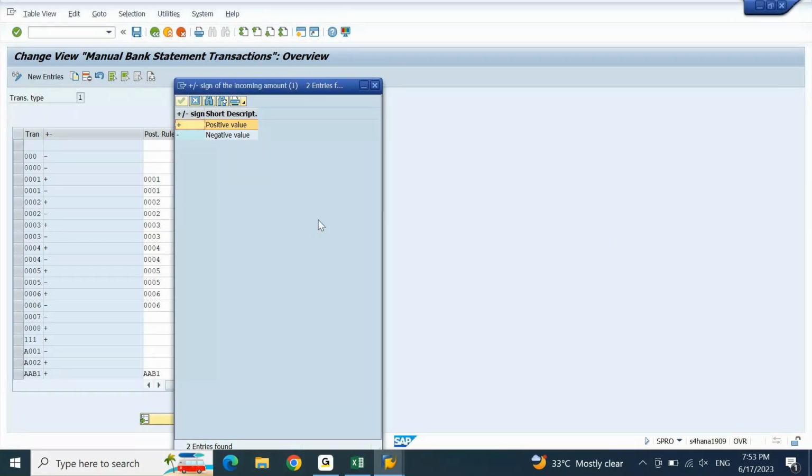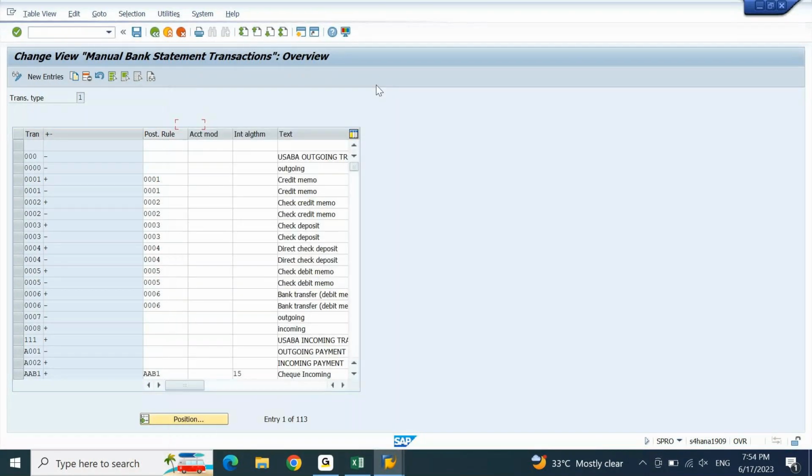Okay, do you find anywhere debit, credit? Or you find positive, negative, plus, minus symbol? You have only plus and minus symbols, positive, negative. But there is nothing called debit, credit. Let me go back.